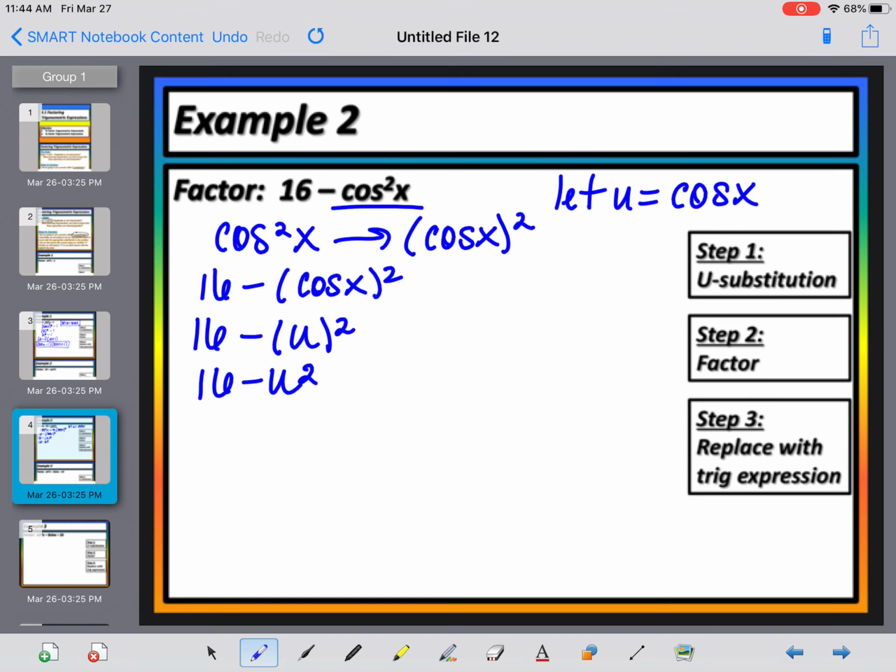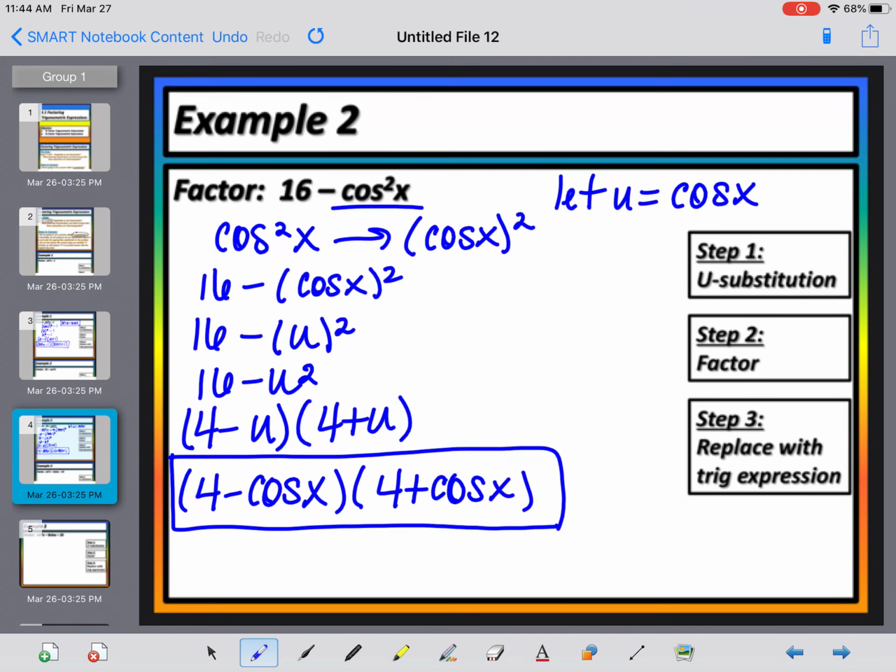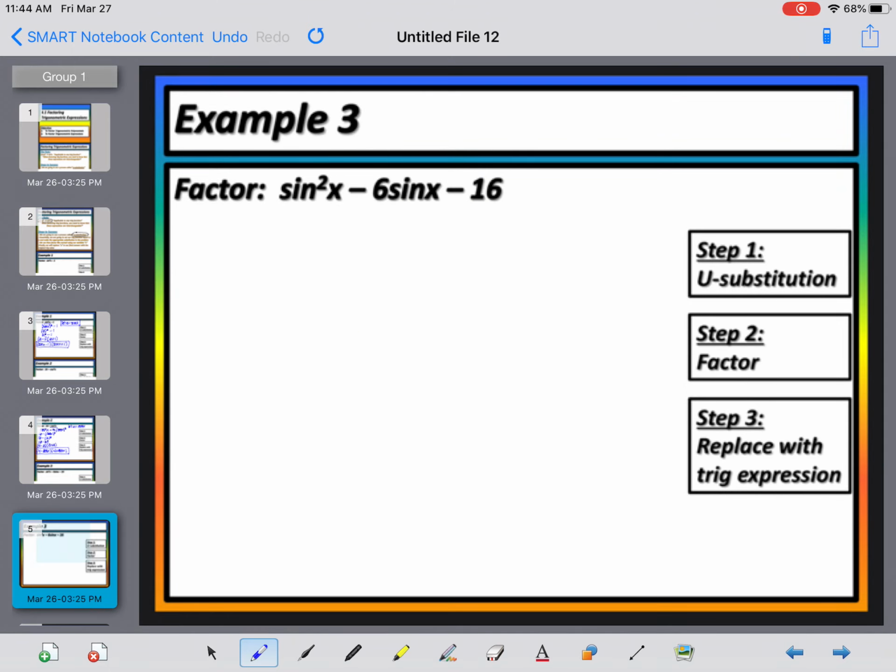So we're looking at 16 minus u squared. Again, this is difference of squares. So 4 minus u and 4 plus u. Once it's fully factored, just make sure you remember to plug your trig back in. So 4 minus the cosine of x, 4 plus the cosine of x. Fully factored.